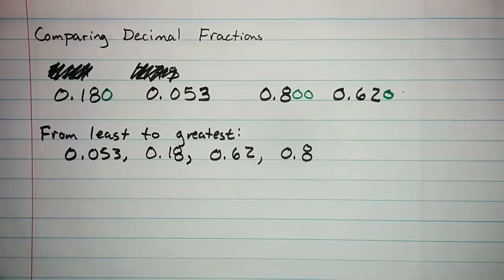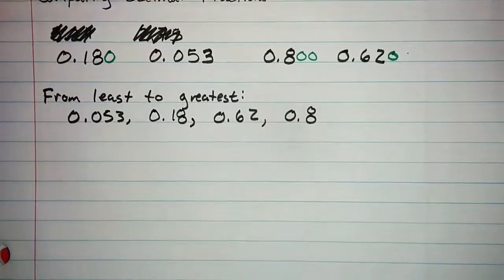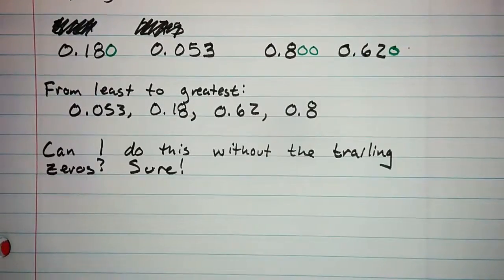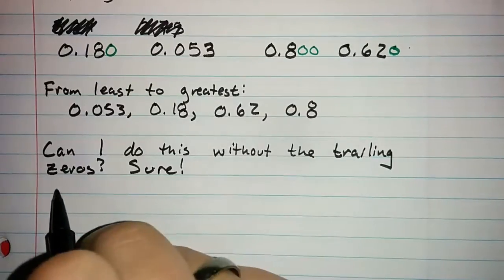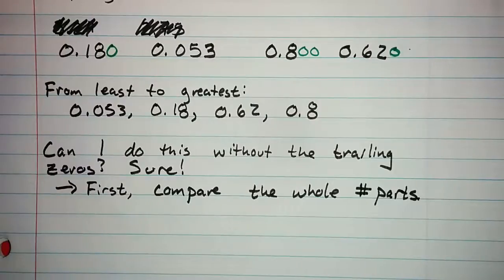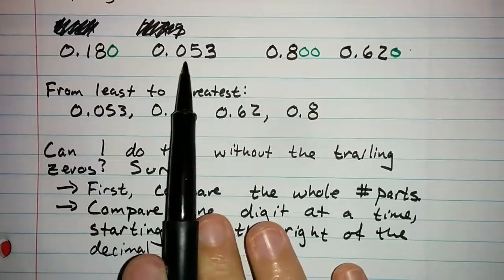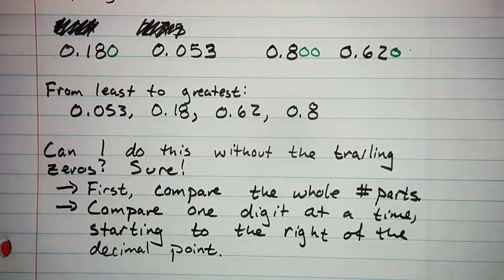Can I do this without the common denominator? Sure. What do I do? Well, first, just like comparing any mixed number, I compare the whole number parts in the usual way that I compare whole numbers. In this case, my whole number parts were all 0, so that didn't come up. But then, I just compare one digit at a time, starting to the right of the decimal point. I treat any missing digits as 0.